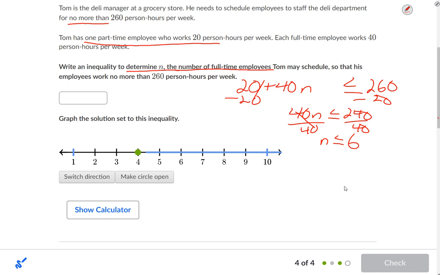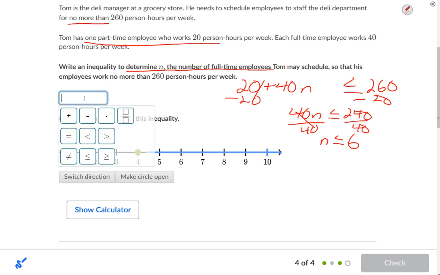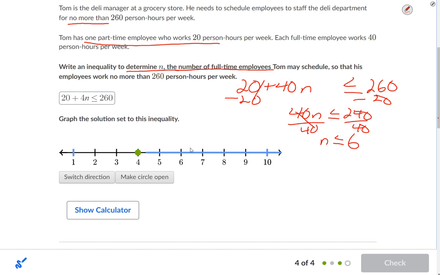Hold on. Yeah, again, we have to write the inequality. So 20 plus 40n less than or equal to 260. And now when I graph this, what's my critical point? 6. Open or closed? Closed, but if I wanted it open, I can click it open. And then what direction am I shading? Left. Left, so I have to switch the direction.